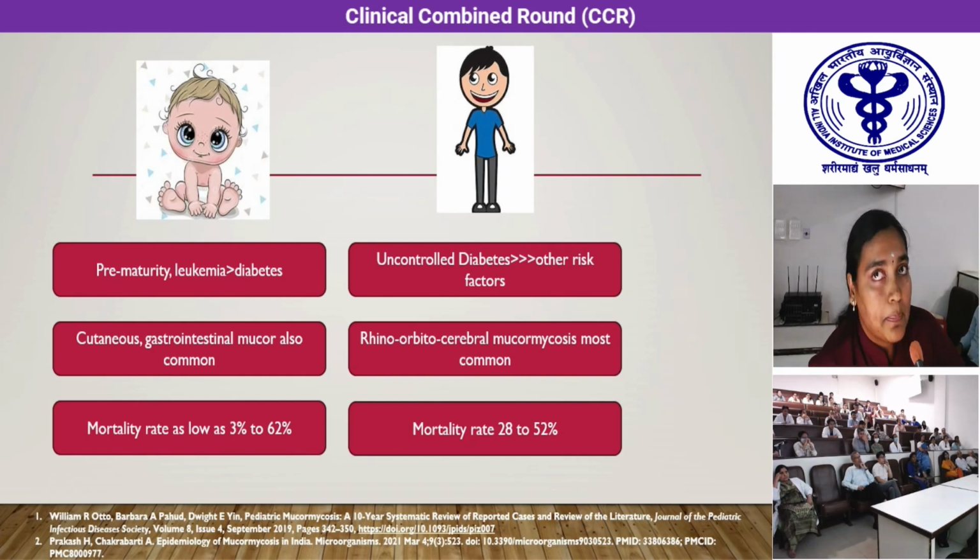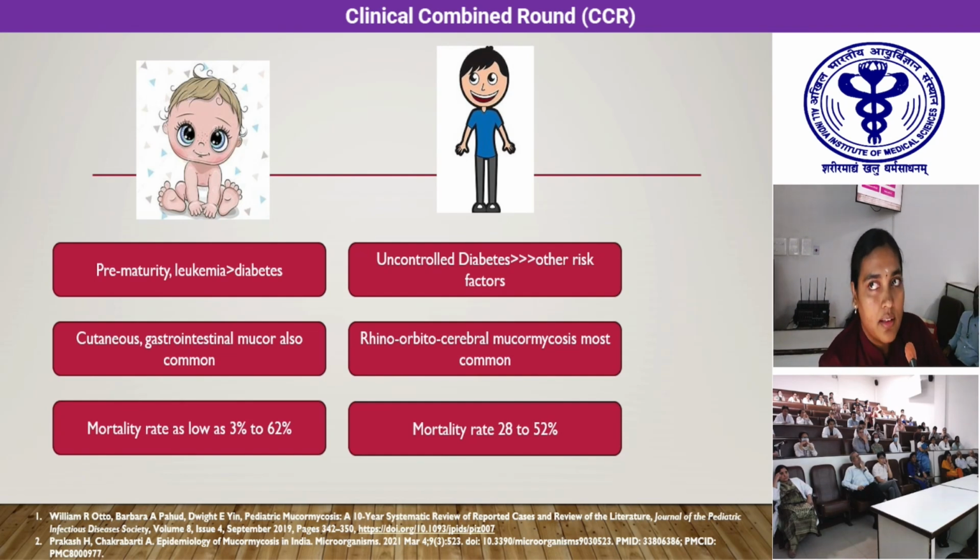As we saw earlier, in pediatrics, prematurity and leukemia are the most important factors compared to diabetes, but in the adult population, uncontrolled diabetes is the most important risk factor. In both groups, rhino-orbital involvement is most common, but the pediatric population is more prone to gastrointestinal and cutaneous mucormycosis. In pediatric mucormycosis, the mortality rate is a bit lower, as low as 3%, and some studies have reported 50 to 60%. And in adult mucormycosis, the mortality rate is 28 to 52%.